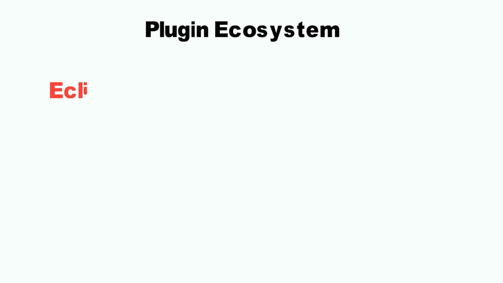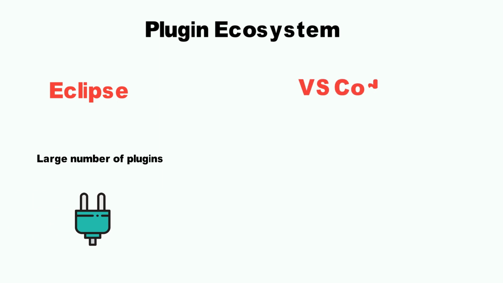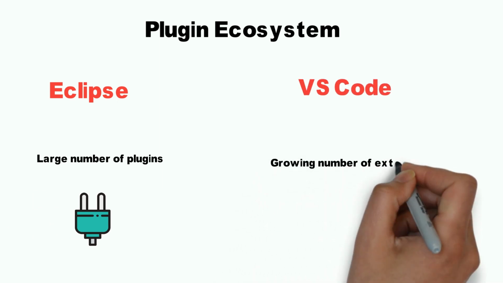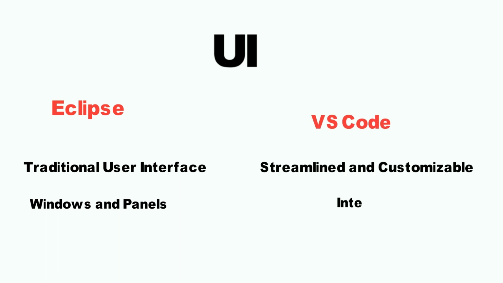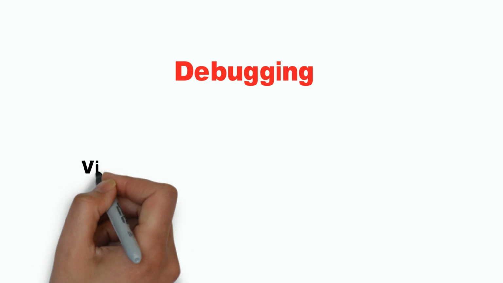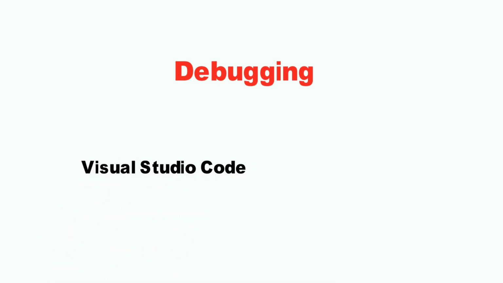Plugin ecosystem: Eclipse has a large number of plugins available for various purposes, while Visual Studio Code has a smaller but growing number of extensions. User interface: Eclipse has a more traditional IDE user interface with many windows and panels, while Visual Studio Code has a more streamlined and customizable interface. Debugging: Visual Studio Code has a more advanced and user-friendly debugging experience than Eclipse.